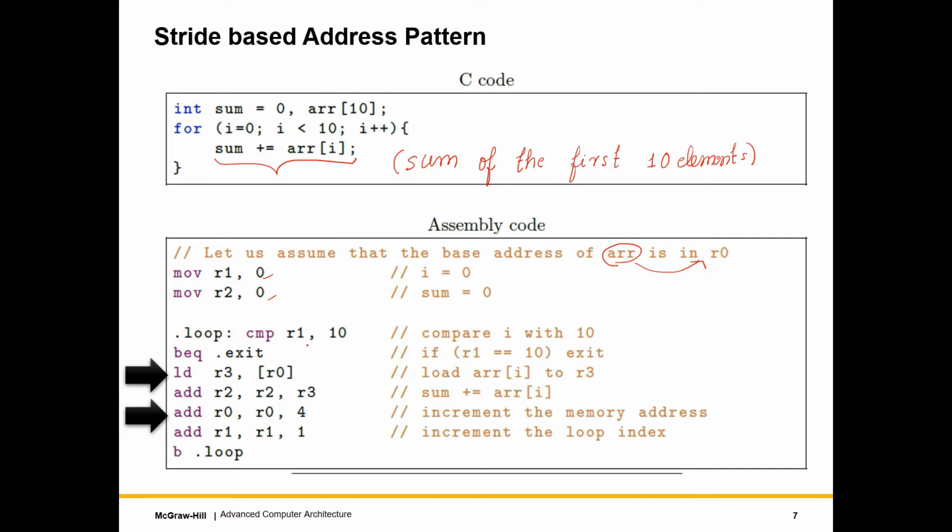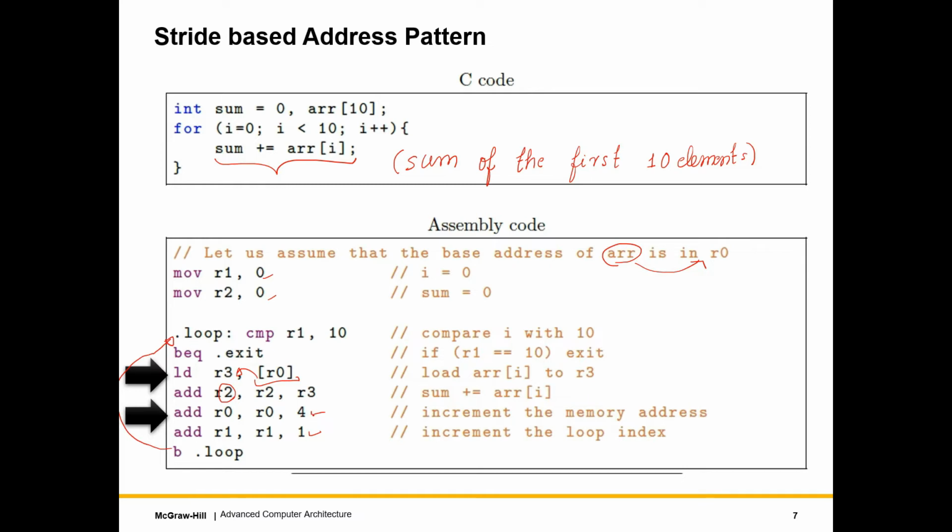So what I do is that I compare R1 with 10 every cycle. If the comparison fails, if there is no equality, if there is inequality, then I load the value of the base of the array to R3, and then I update the sum over here. Then I increment the memory address, which is the base address of the array over here. I increment the loop index and then I jump back over here.